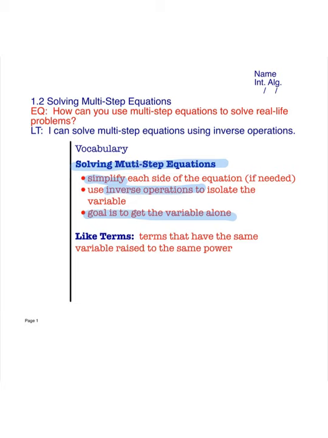Another strategy I've found helpful to solving multi-step equations is to think of GEMDAS, the order of operations. When we solve for a variable, we're actually going to do GEMDAS backwards. So we're going to start by undoing addition and subtraction, then we're going to undo any multiplication or division, then exponents, then grouping symbols. So GEMDAS backwards.